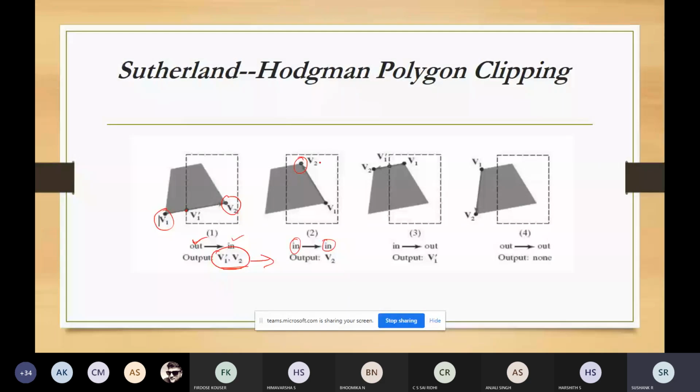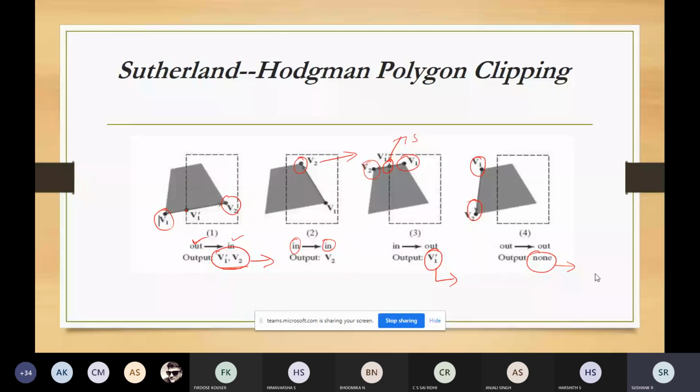In the third scenario, when the starting vertex is inside the clipping window and the ending vertex is outside the clipping window, in this case only the intersection point will be sent to the next clipper for processing. When both the points are outside the clipping window, none of them will be sent for processing to the next clipper.